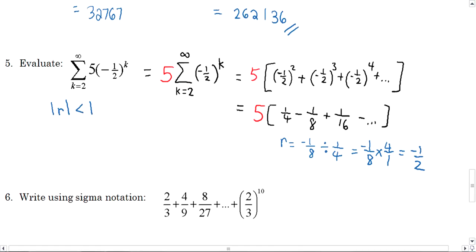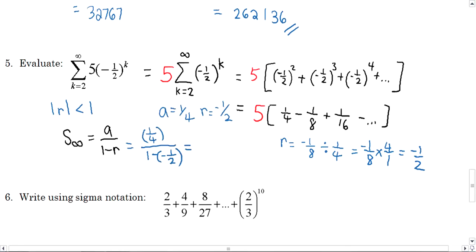Alright, so let's plug in all our values. Our A and our R is all we really need. So we know our A, our first value, is 1/4, and we know that our ratio is negative 1/2. So let's plug this all in. Okay, so I'm plugging in all my values, and you have to be very careful at the bottom here. In the denominator, there are two negatives. One's a minus, one's a negative, and when they're together, two wrongs make a right, I suppose. So really, this is 1/4 over 1 plus 1/2, which is 3 over 2.